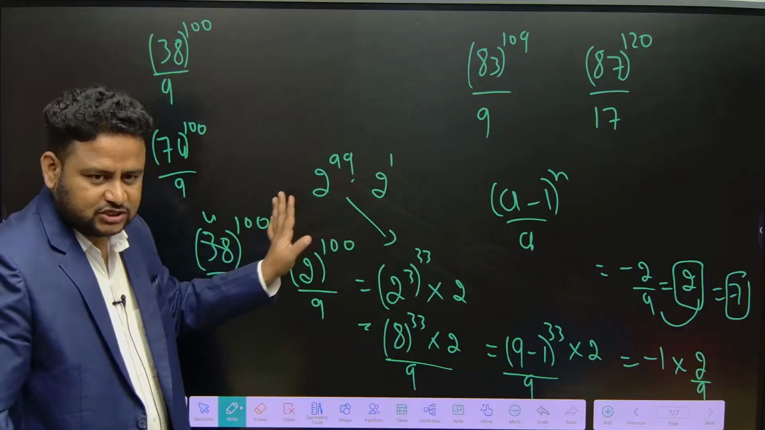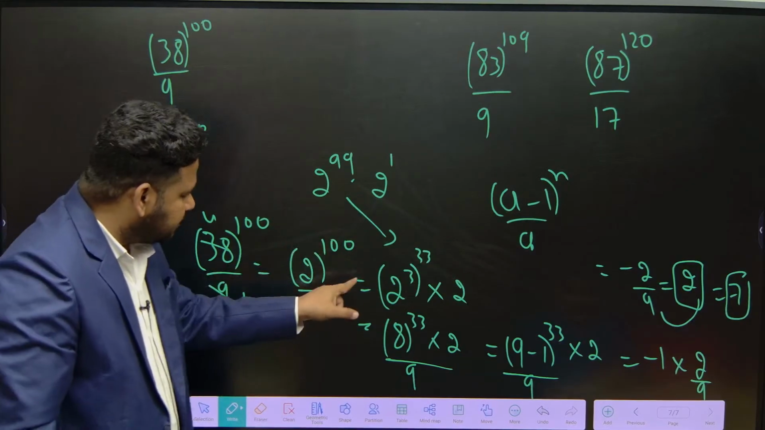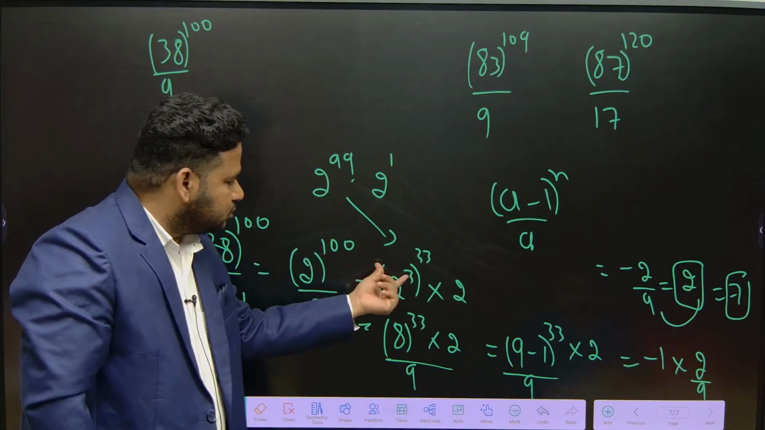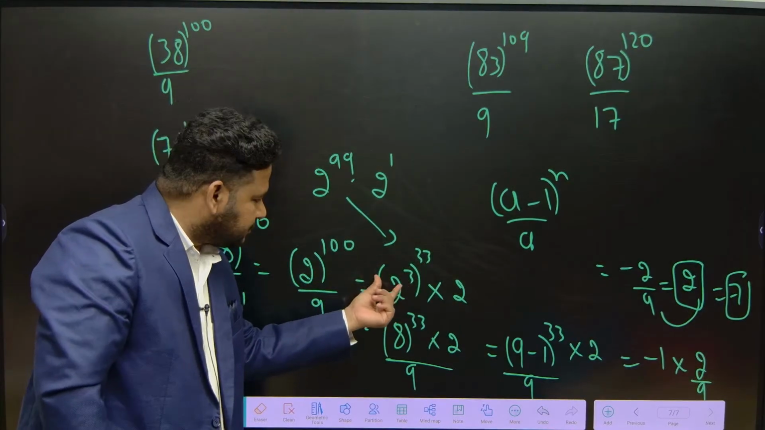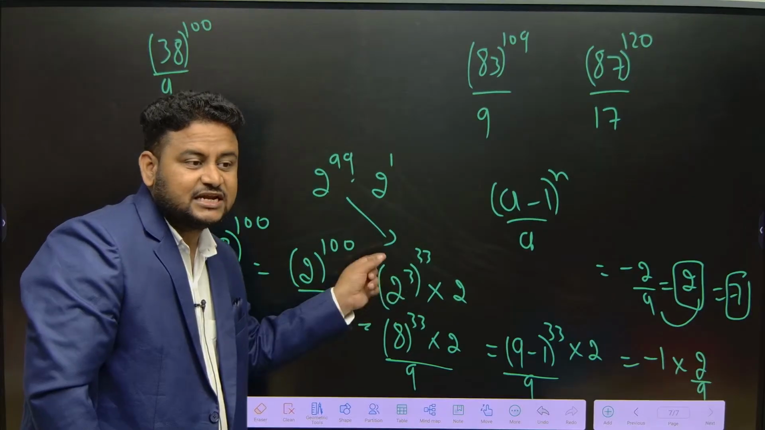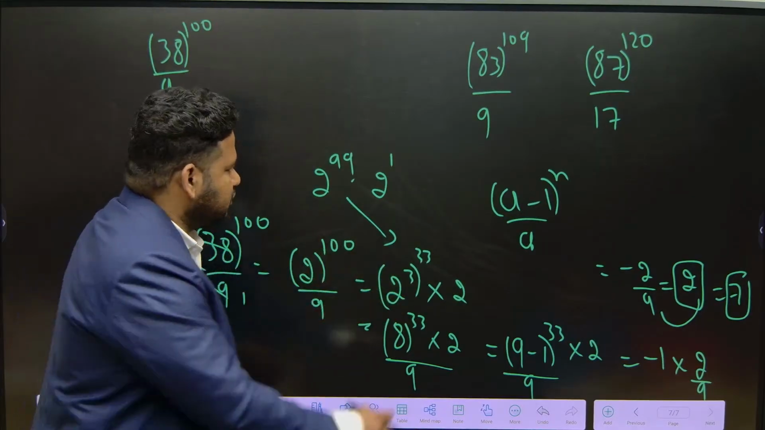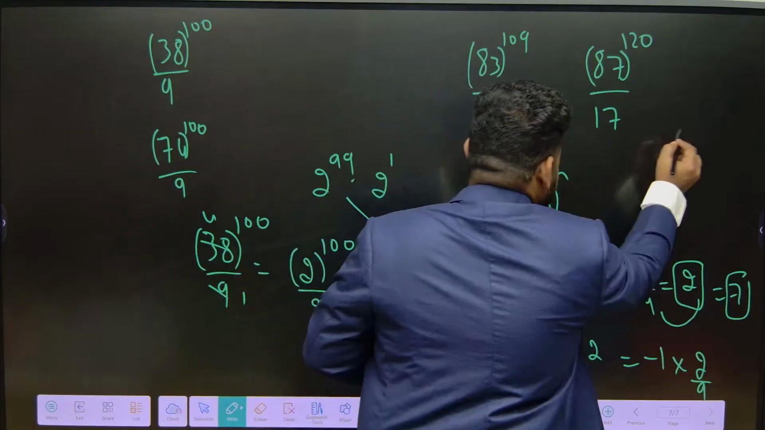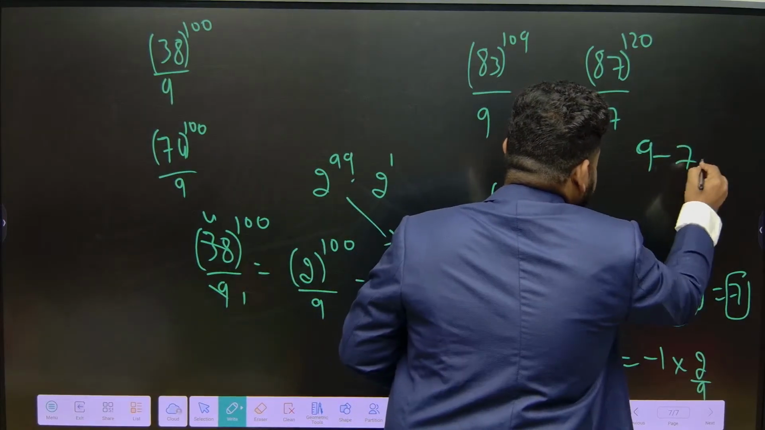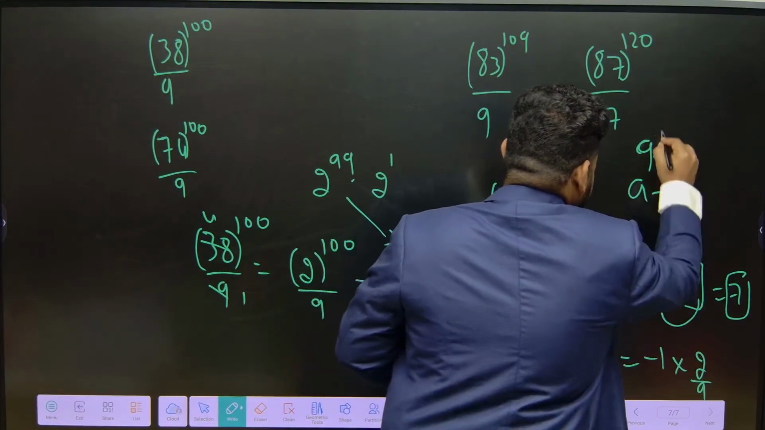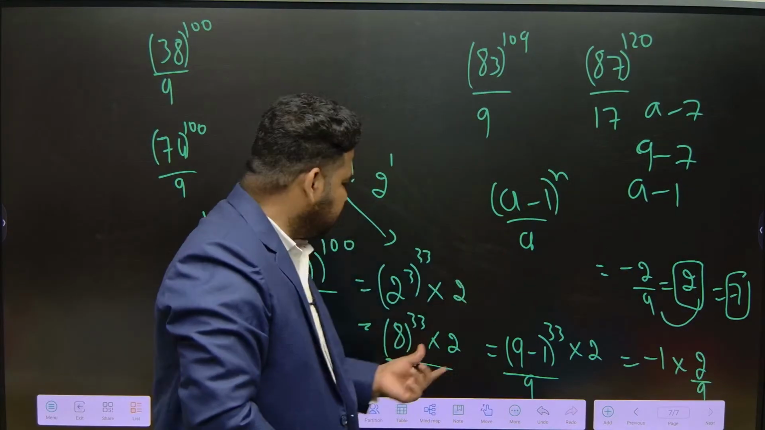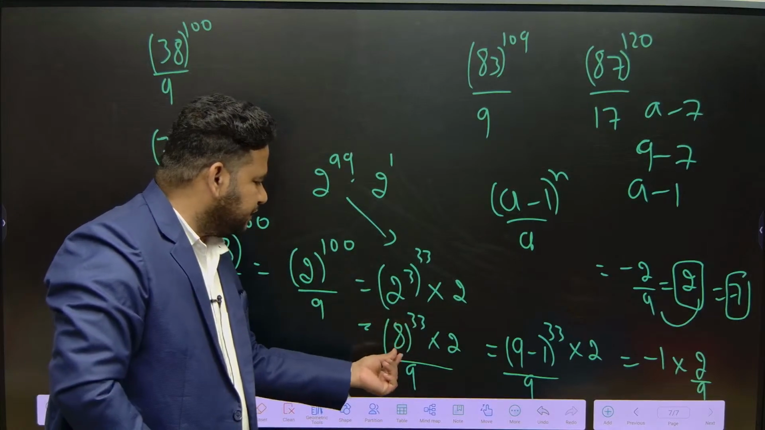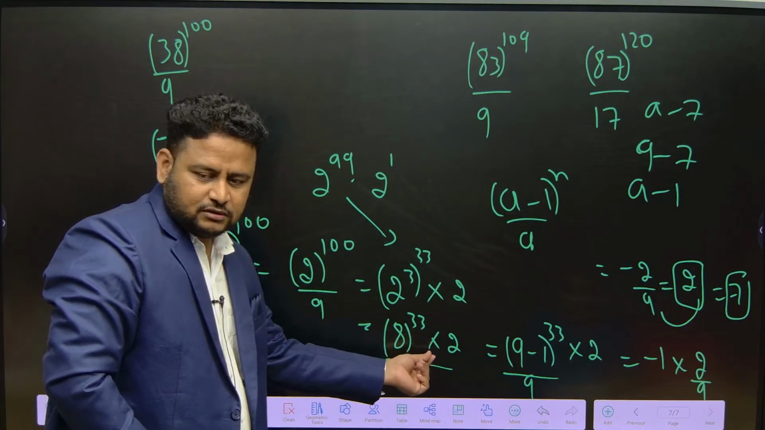If you do 2 to 3 questions you will get comfortable, don't worry. So 2 to the power of 99 can be written as 2 to the power of 3, to the power of 33. Why 2 to the power of 3? Because I will get 8, and 8 can be written easily in terms of 9. I cannot write 2 as 9 minus 7, because the formula is for minus 1. So directly I cannot write it. So this can be written as 8 to the power of 33 into 2 by 9.